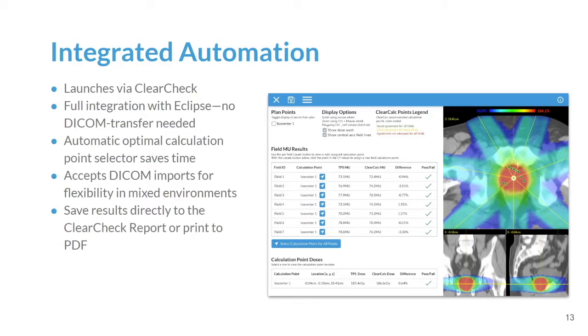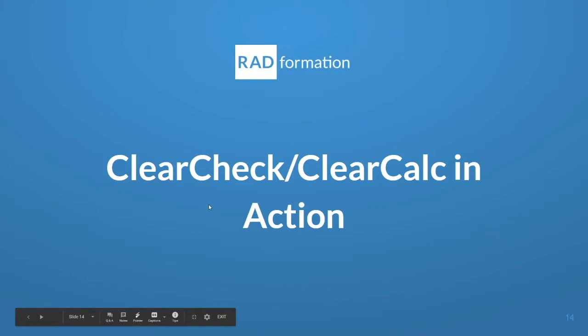Another thing we really wanted to make sure that we did right when we developed ClearCalc was searching for the perfect point for every plan and every circumstance, which was always something that we grasped at. We really wanted to achieve that. So we've added in our optimal calculation point selection for photons, in the hopes that it saves time. So we'll actually go through your reference points in the plan. If we don't find a point from the plan that's good, we're actually going to go through and search for a point for you. So again, really trying to automate that. And you can save your results, as I mentioned, directly to the ClearCheck report or print that independent PDF.